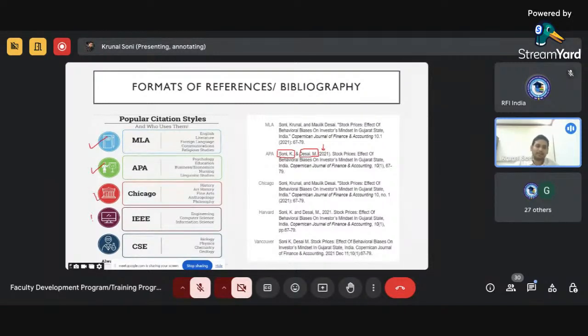Apart from these 5, there are others, let's say here is MLA, APA, Chicago, IEEE, and CSE, but you can also have Vancouver, Harvard, right? So you can see Harvard and Vancouver here, right? So these are the multiple ways of preparing references. So this is how it should be. This is one of my papers in an ABDC journal, right? And this is how the references need to be executed, right?